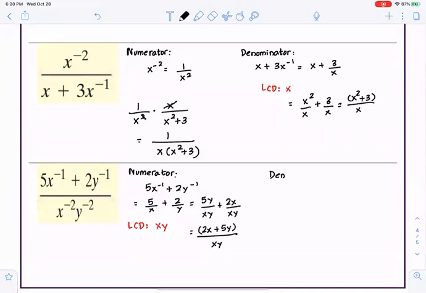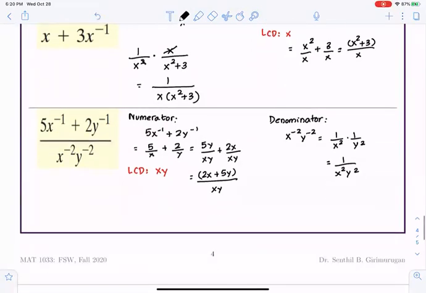The denominator is x raised negative 2, y raised negative 2, which I can write as 1 over x squared times 1 over y squared, which is the same as saying 1 over x squared y squared. Now we flip the denominator and multiply.